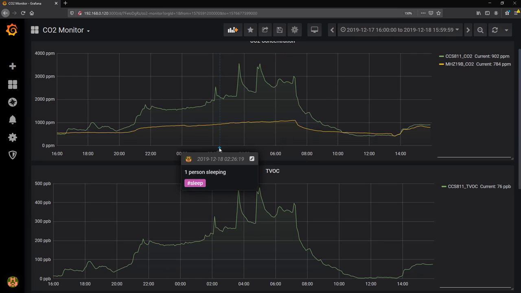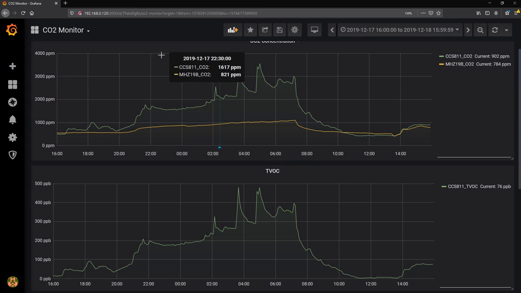And for comparison, I also have one night where only one person slept in the bedroom, but with all windows closed. And once again, the recorded CO2 concentration dropped in the 800 ppm range, which is half of what I was normally getting when two people were sleeping in the bedroom.